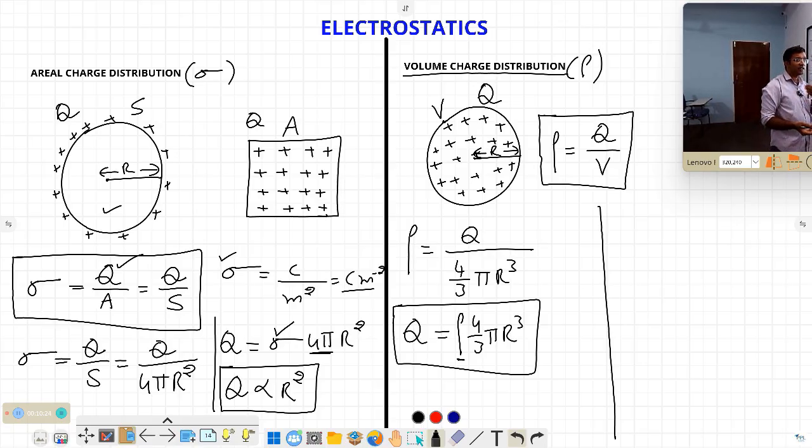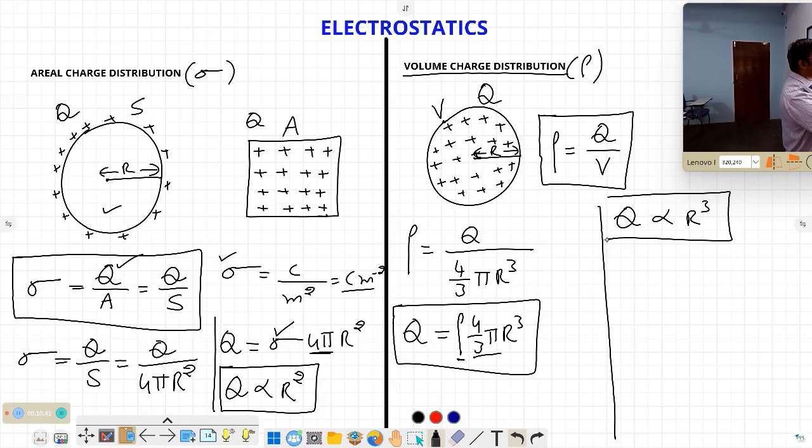At a higher advanced level, there are some problems where the density is variable. Here it is a constant charge density, that's why rho is constant. 4 by 3 pi is also constant. So from this I can write that the charge in the case of volume charge distribution is directly proportional to the cube of the radius. The volume charge density unit: Q is measured in coulombs and volume in meter cube, so the unit is coulomb meter minus 3.